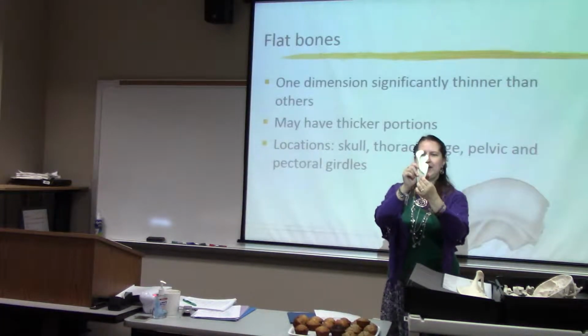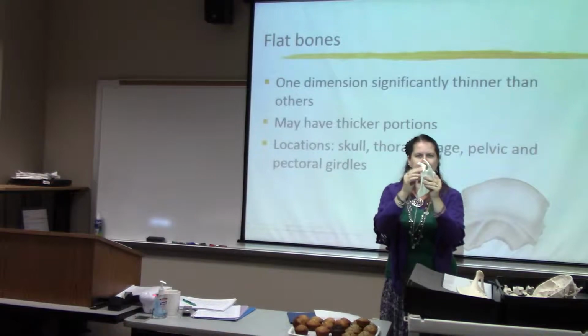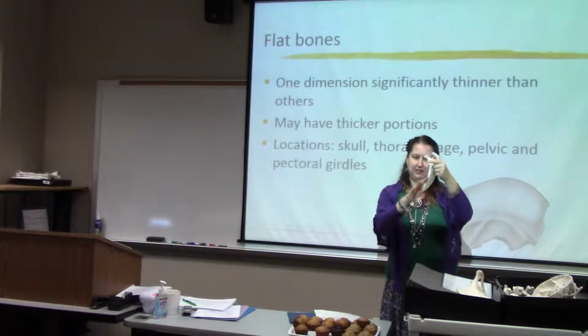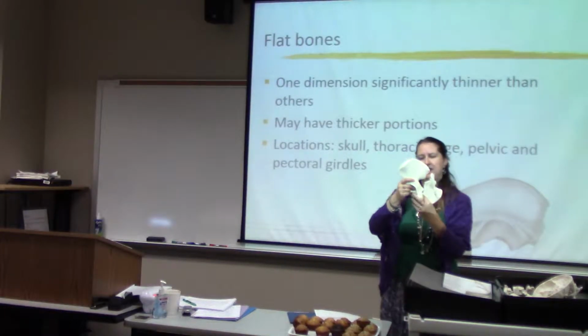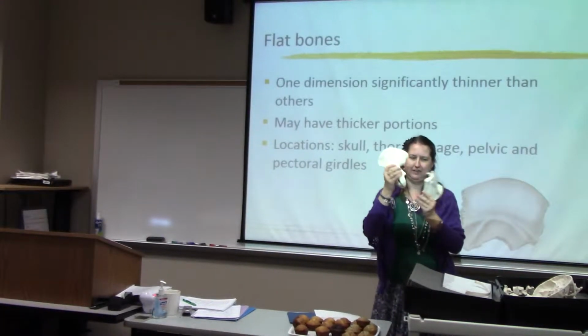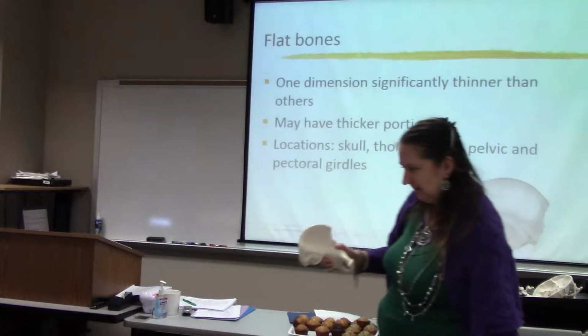Your shoulder blade is also a flat bone. It has more bumps and thicker portions up here, but most of it is just this flat triangle. And the hip bone is actually made of 3 bones, and this top one is a flat bone. So here's 2 more flat bones to look at.